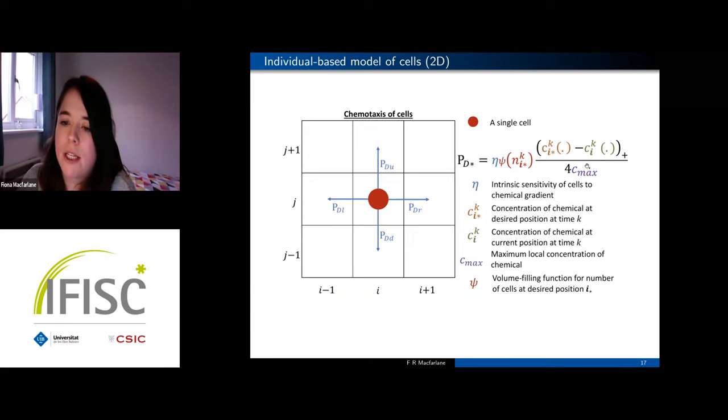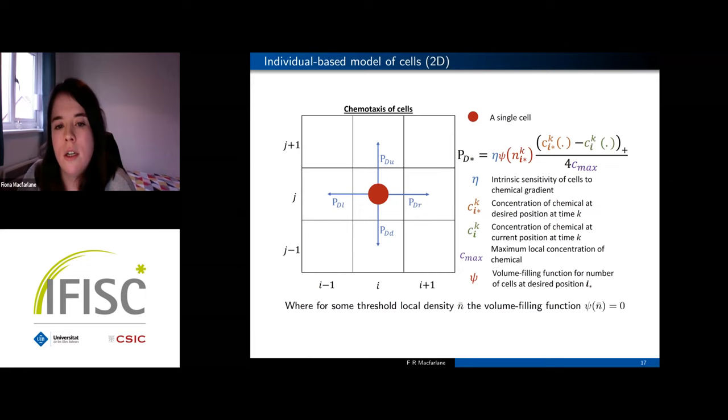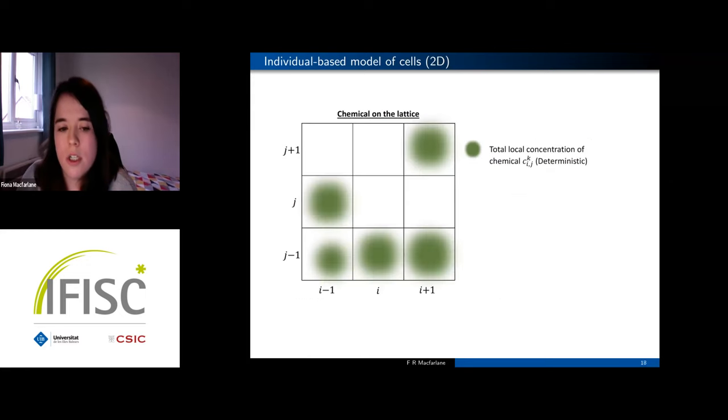Here we have to divide by some C max. So this is some local maximum concentration. And the reason we have to do this is just to ensure that all of these probabilities are between 0 and 1. So we've got our cell mechanisms.